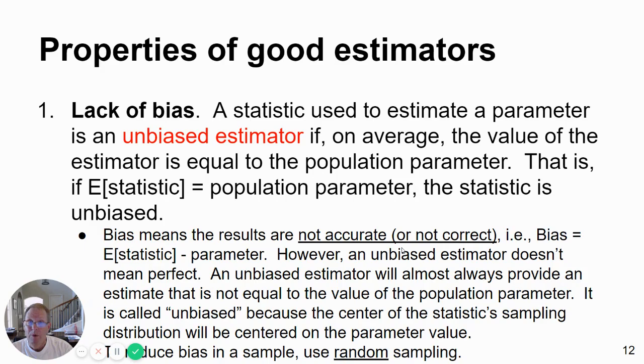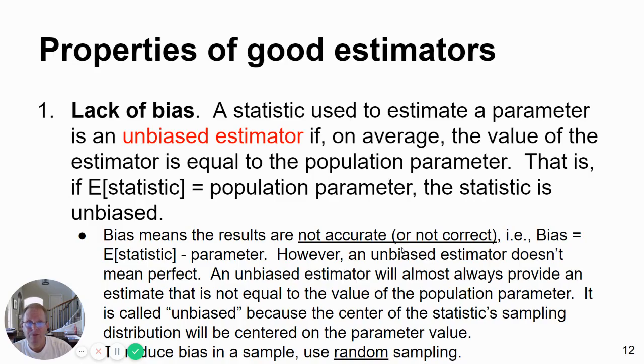Now, what are we looking for in good estimators? Examples of estimators are p hat and x bar. What do we want to see in good estimators? Well, the first thing we want is for our estimators like x bar and p hat to be unbiased. So one of the properties is lack of bias.